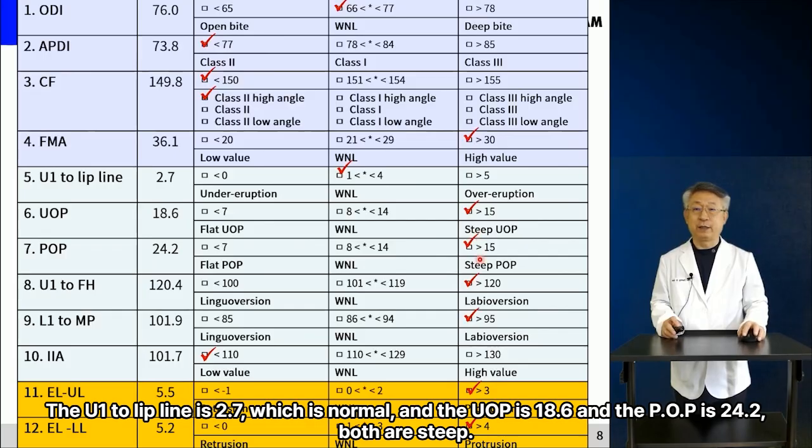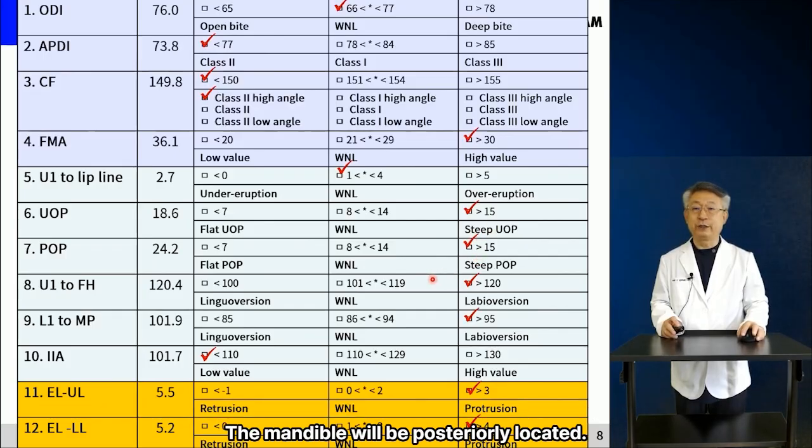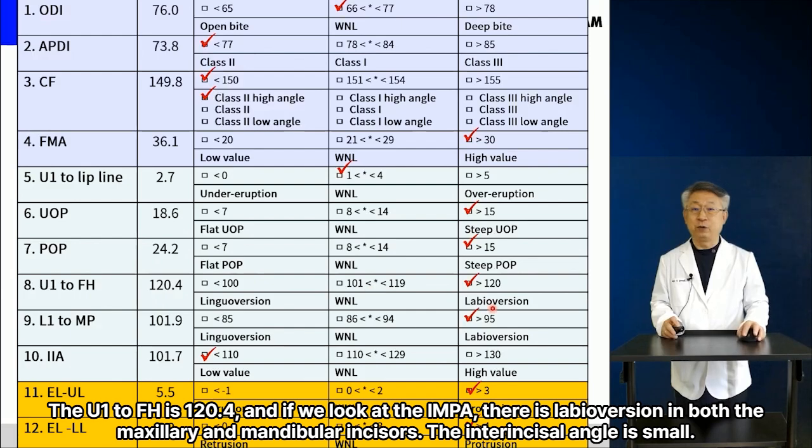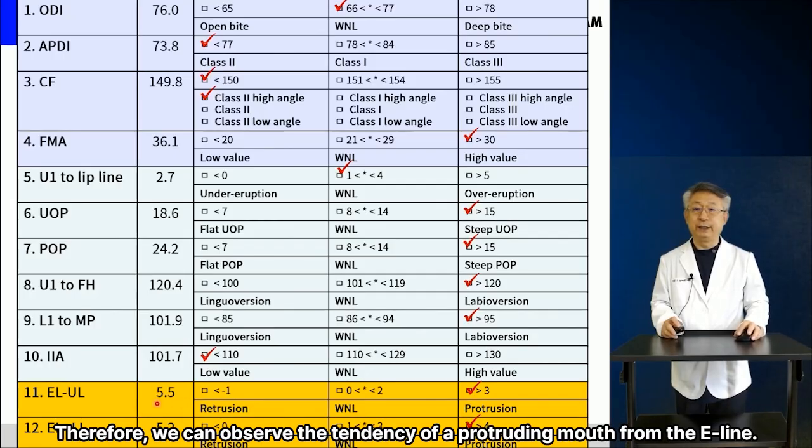Both are steep. The mandible will be posteriorly located. The U1 to FH is 120.4, and if we look at the IMPA, there is labioversion in both the maxillary and mandibular incisors. The interincisal angle is small. Therefore, we can observe the tendency of a protruding mouth from the E-line.